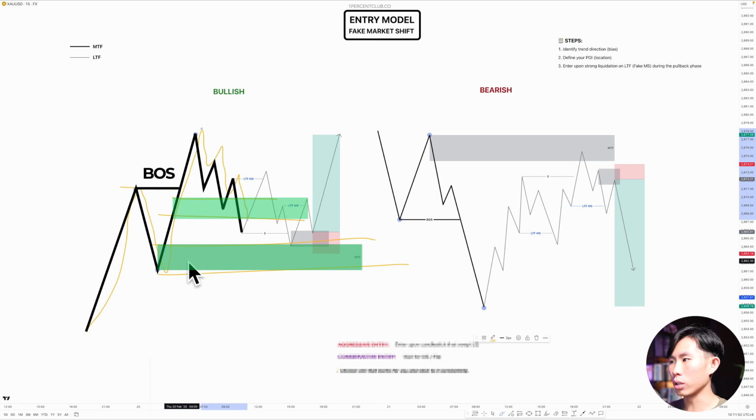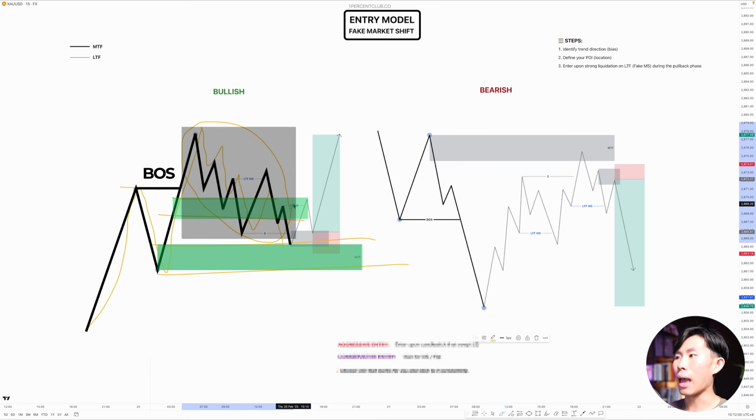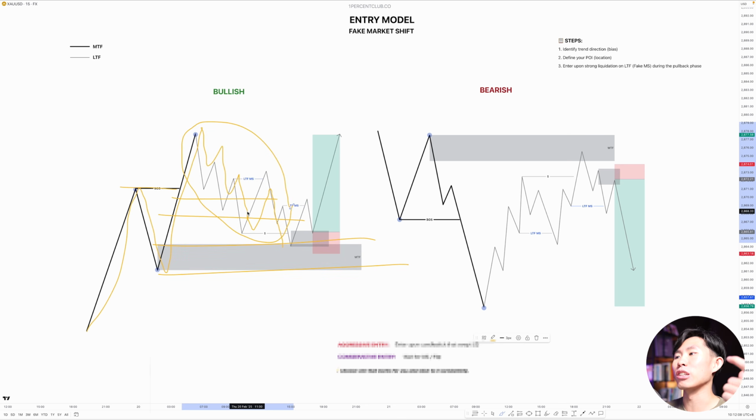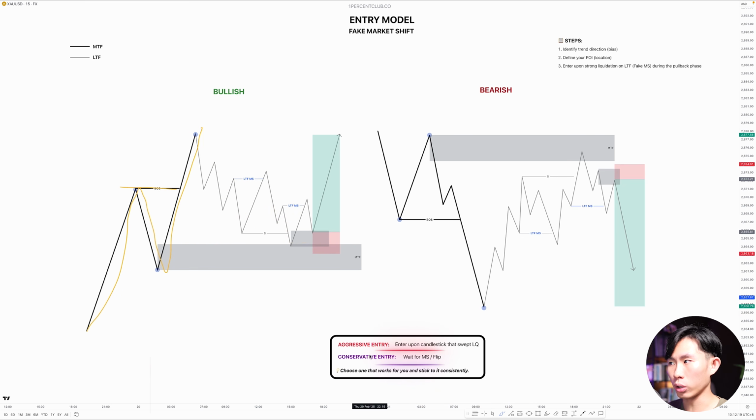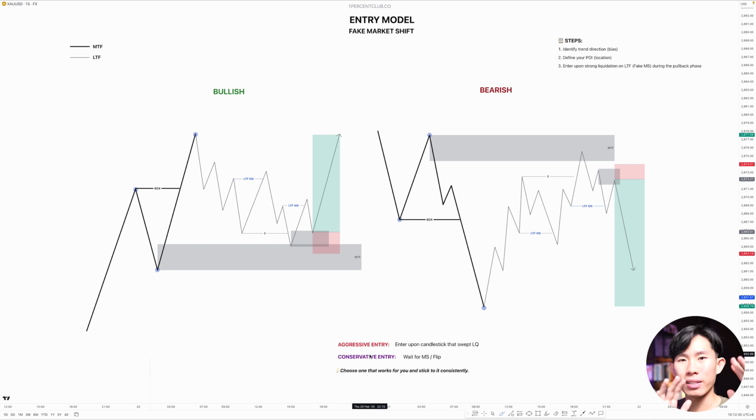And in this case, since this is the only demand zone, we are not doing anything until price mitigates that demand zone. Once price mitigates the demand zone, that is where I want to look at the pullback phase itself. And I want to see whether I got my entry model, right? Whether there was any strong liquidation in the form of a fake market shift. If there is, cool, that is where I can start looking for my entry. And when I start looking for my entry, there are two types of entries that you can actually deploy. One is called the aggressive entry and the other is called the conservative entry. Once again, this depends on your risk tolerance and your personality, right? If you are more conservative, you want to play it safe, you want to have the safest route, by all means go ahead, use the conservative entry.